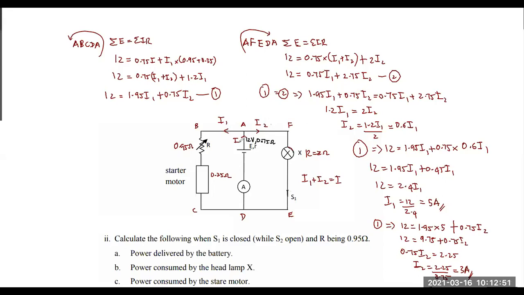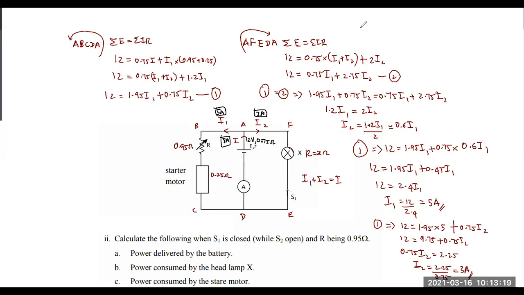So I1 is that, right? I1, this current, is where? 5 ampere. I1 is 5 ampere. I2 is 3 ampere. And the total current coming out of the battery is 8 ampere. Okay, right. So you need to do this and get the value.